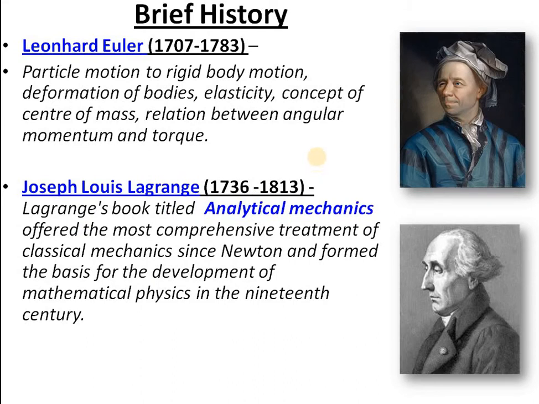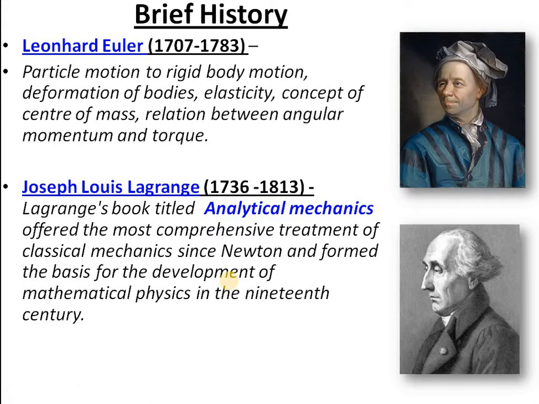Joseph Louis Lagrange is most renowned for his book on analytical mechanics. This book was written by Lagrange almost 100 years after Newton. Newton wrote his book Principia Mathematica in 1640. Now, around 100 years later, Lagrange wrote the next book called Analytical Mechanics. And this book offered a comprehensive treatment of classical mechanics since Newton and formed the basis for the development of mathematical physics in the 19th century.